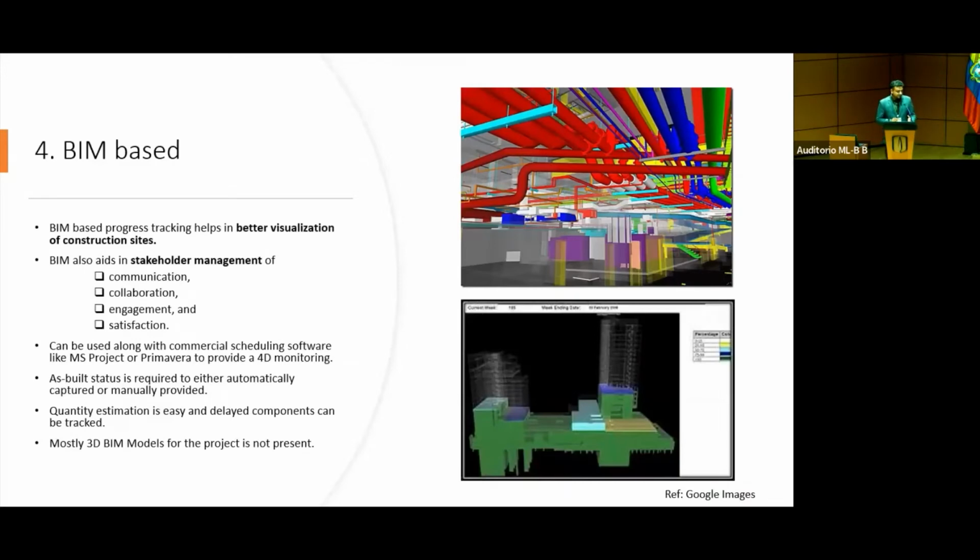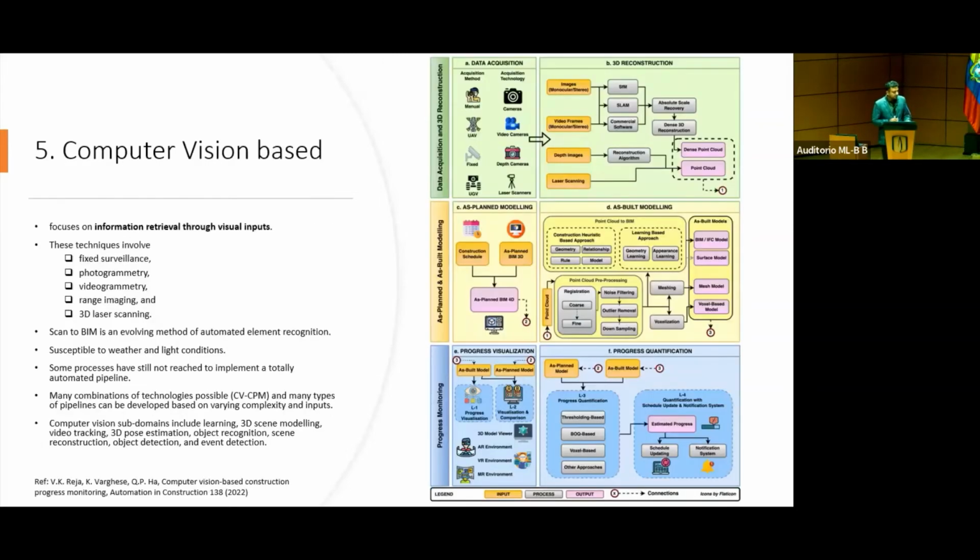Fourth is the BIM-based methods, where BIM-based technologies are being used for as-built versus as-planned data progress comparison. And the quantity estimation from a BIM-based technology is pretty easy, but mostly the as-built model is not available. So that's why currently technologies are being generated for converting automated data from a scan model to a BIM model. The next one, which is a very hot topic, is the computer vision based method.